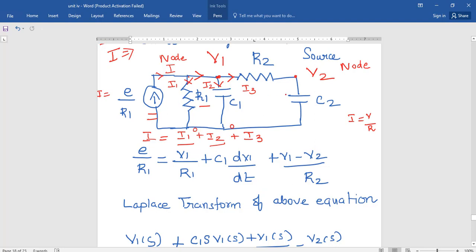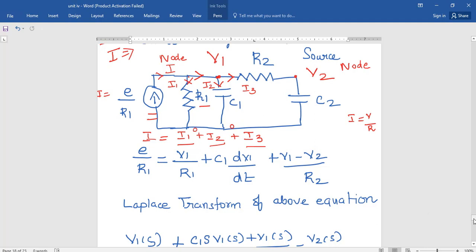next I3. I3 value is defined by this resistor. Now this resistor is connected across V1 and V2, and hence it is V1 minus V2 by R2. Now we have got our first equation.